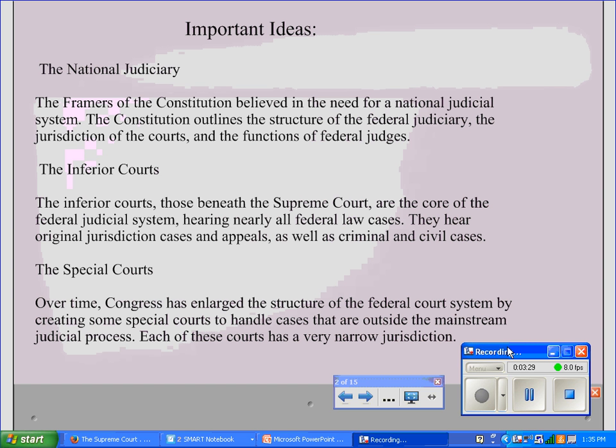and then there's also special courts. Congress has created these special courts. Each court has very narrow jurisdiction. So they are in charge of something very small.